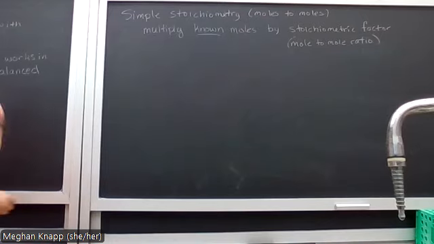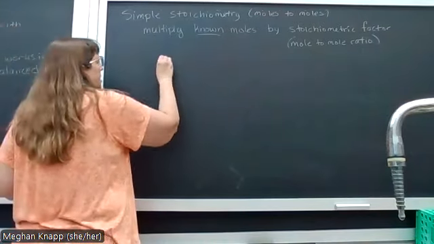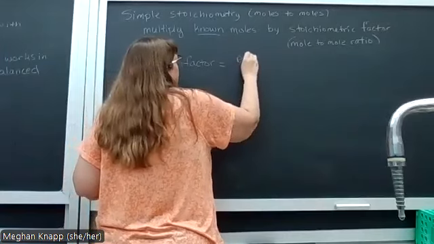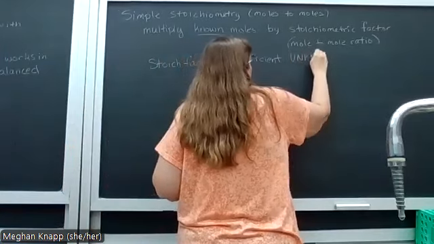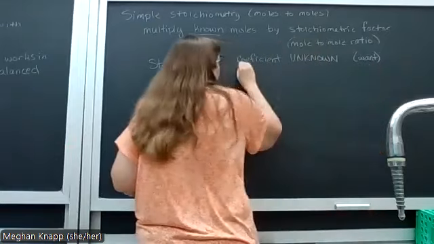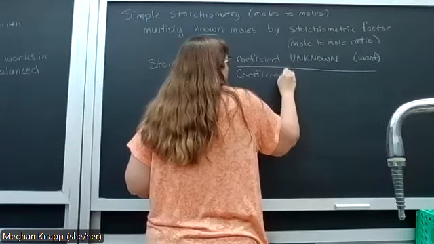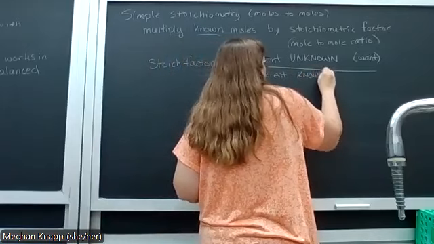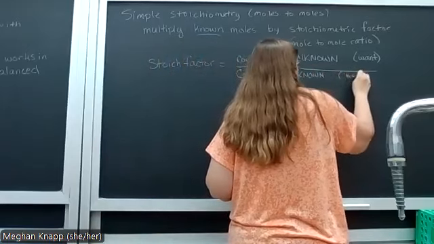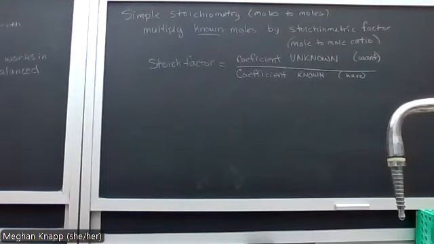So the stoichiometric factor is going to be the coefficient of the unknown, the thing you want, divided by the coefficient of the known, the thing you have. I can do a lot of things. Spelling is not one of them.